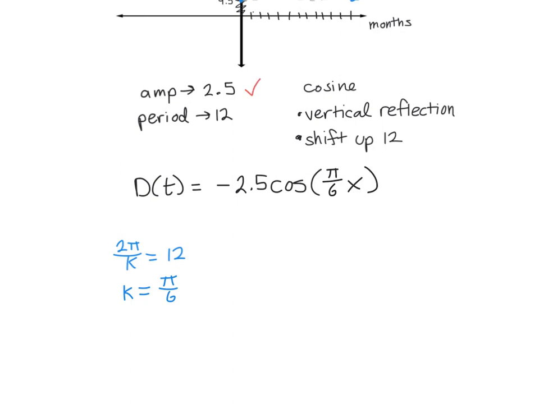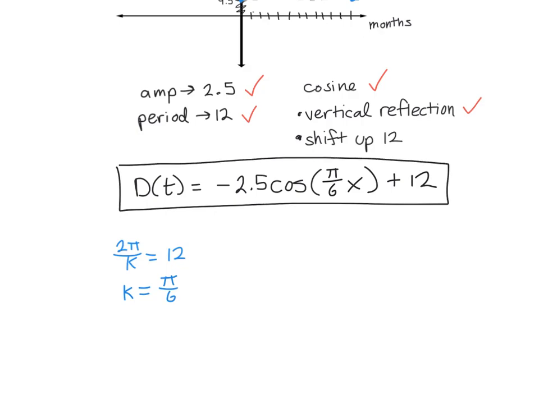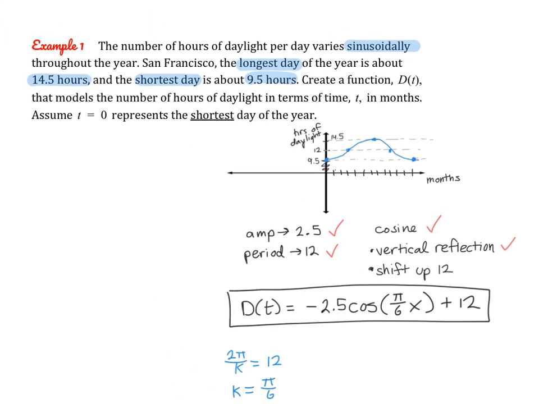And then I have x, and let's see, what have we accounted for? We've accounted for the amplitude, the period, we've used cosine, we've done our vertical reflection, and last we just need to shift our graph up 12. So we just say plus 12. And there you have it. So we could use this model to essentially figure out how many hours of daylight we would have at any month.